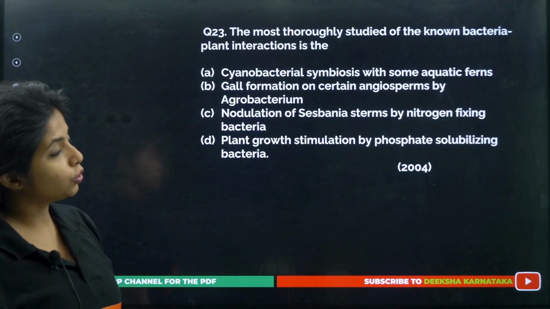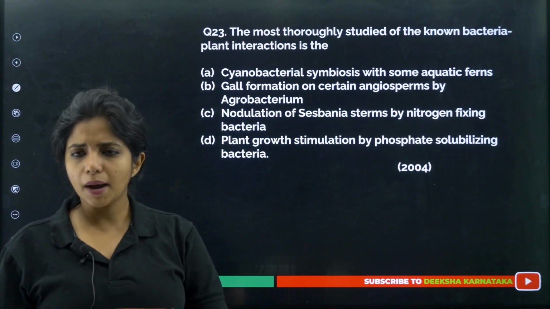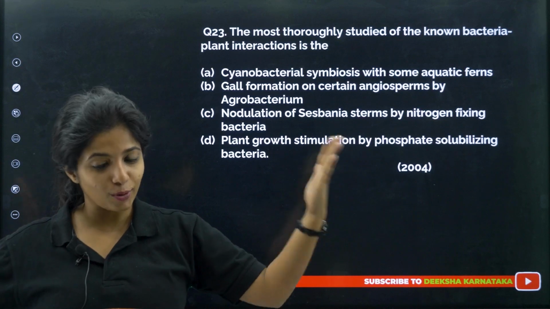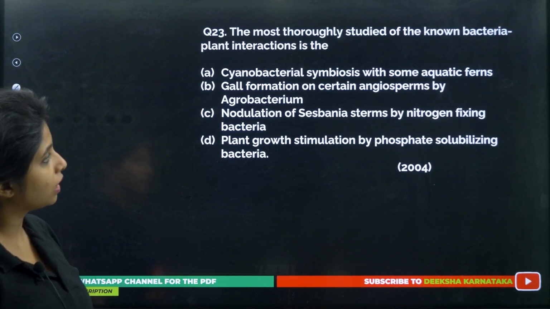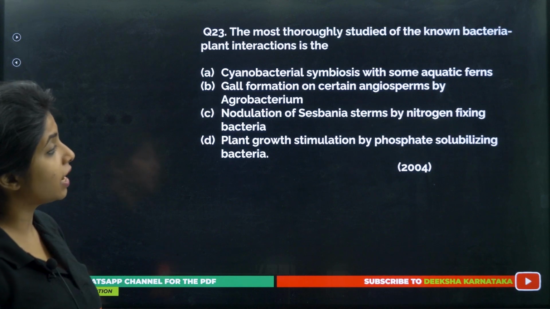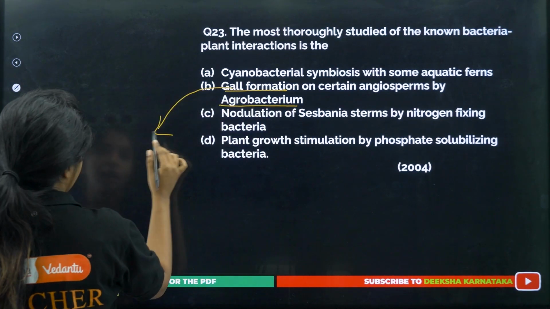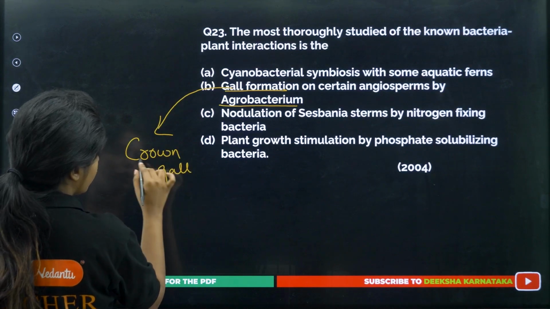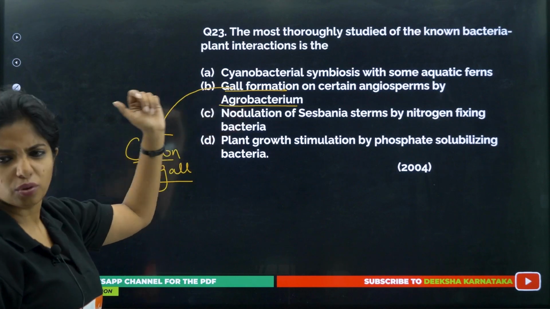Question number 23. The most thoroughly studied of the known bacteria-plant interactions is? Again, the same question, children. Cyanobacterial symbiosis with some aquatic ferns, gall formation on certain angiosperms by Agrobacterium. I told you there's a disease being caused, known as crown gall. Now, if you do not know about crown gall, you will be confused: I have studied about Agrobacterium, but I do not know about crown gall.